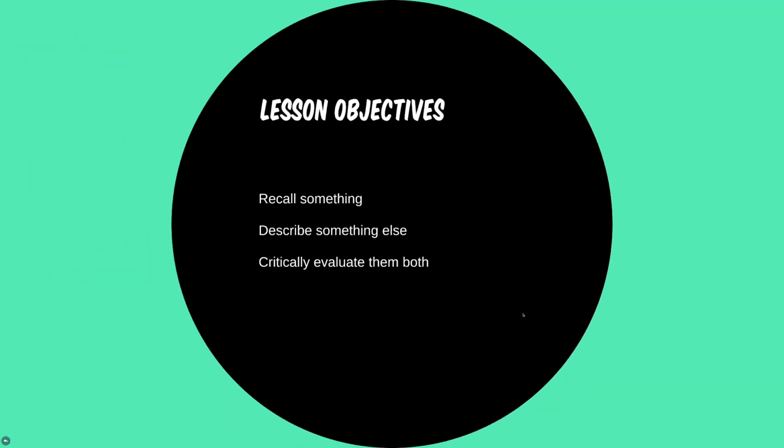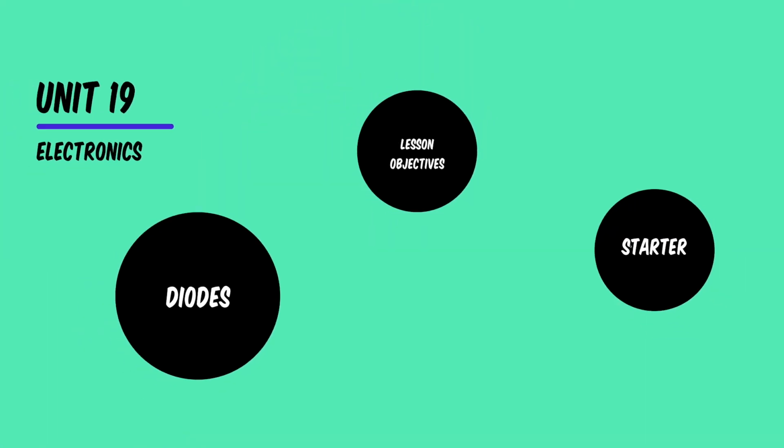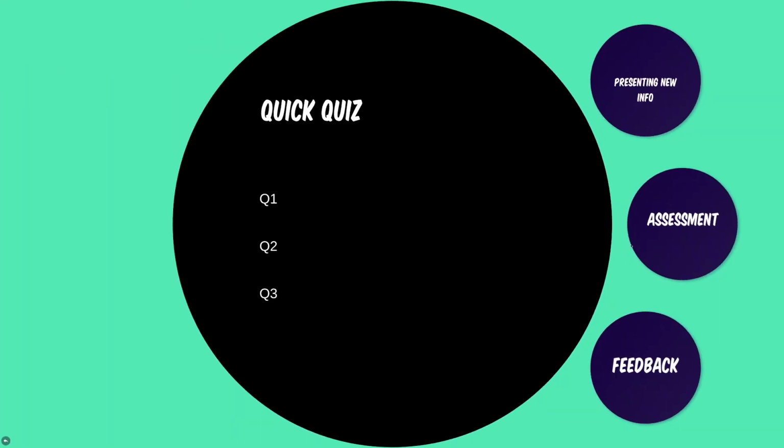Then it goes to the lesson objectives. You recall, describe, critically evaluate. There's no extra planets on that one. Notice there's no extra planets on the side here. So it'll just look at that one and go straight back. And then the next thing is going to look at our starter. We'll do a quick quiz.